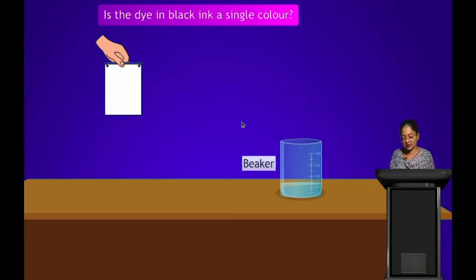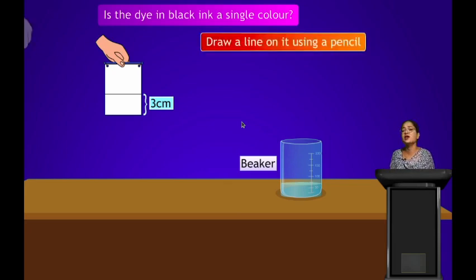Now, like I said, it's a beaker, and we draw a line on the filter paper, 3 centimeters above the bottom. From the bottom you take 3 centimeters and mark a line on the filter paper. Next, what do we do? Draw the line using a pencil. Why not ink? Because then again ink will react to it, right?